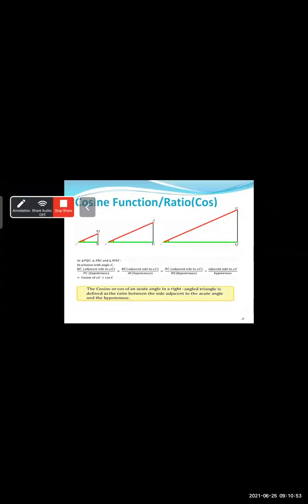Now the second function is the cosine function. First you find the hypotenuse side. Then for angle C, this one is the perpendicular, opposite side, so the adjacent side is NC. Same, the adjacent side is BC, and the adjacent side is QC. This one is the opposite side and this one is the adjacent side. So first we see the definition of cosine function. Cosine function is defined as the ratio of adjacent side to the hypotenuse side.